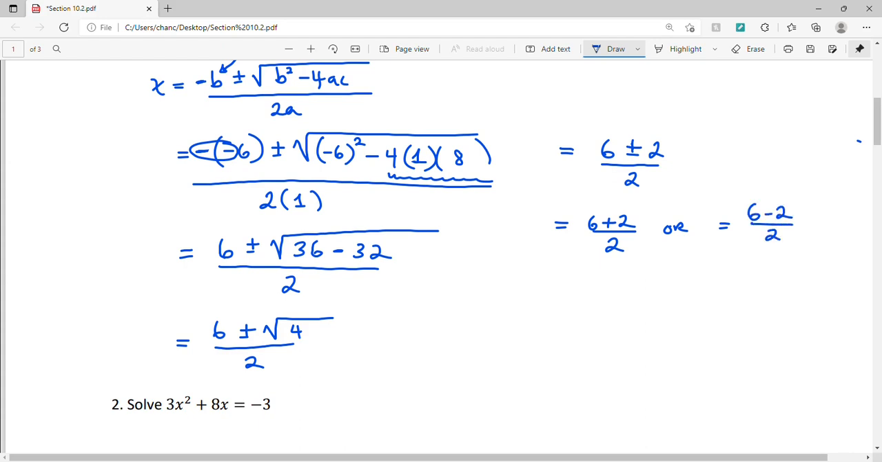So we'll separate the plus or minus into two equations. For the first one, we have 6 plus 2 divided by 2, which is 8 over 2. So my first answer is x equals 4. For the second answer, we have 6 minus 2, which is 4. 4 divided by 2 gives me 2. So my second answer is x equals 2. So we have two solutions, x equals 4 or x equals 2.